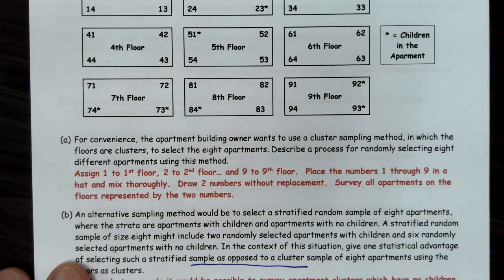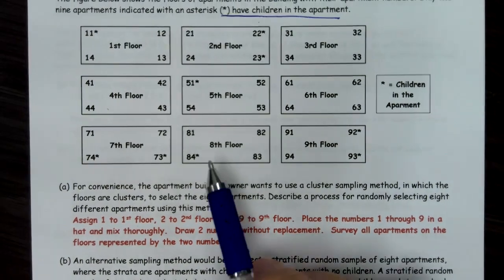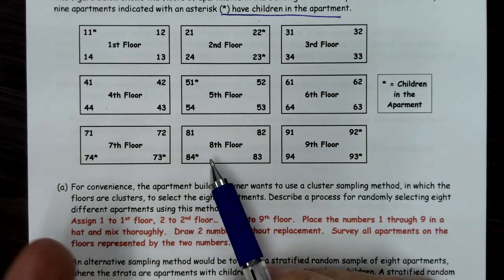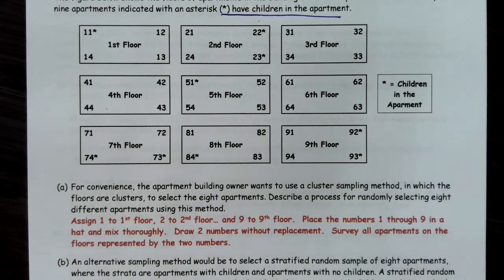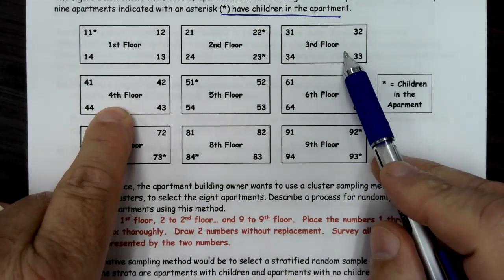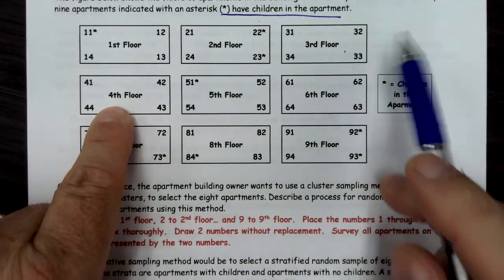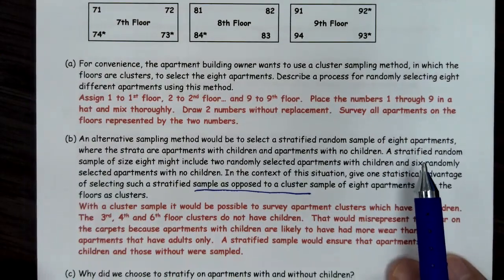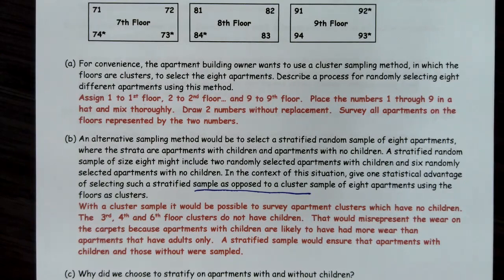Well, with a stratified, I know I'm going to have apartments with kids, all right? Because I'm going to randomly select some apartments with kids and randomly select some apartments without kids. With a cluster, it's possible that I get the 4th floor and the 3rd floor, in which case no kids are represented, and that's what I need to write about. So with the cluster sample, it would be possible to survey apartment clusters which have no children. The 3rd, 4th, and 6th floor do not have children. That would misrepresent the wear on the carpets because apartments with children are likely to have had more wear than apartments with adults only. A stratified sample would ensure that apartments with children and those without were sampled.